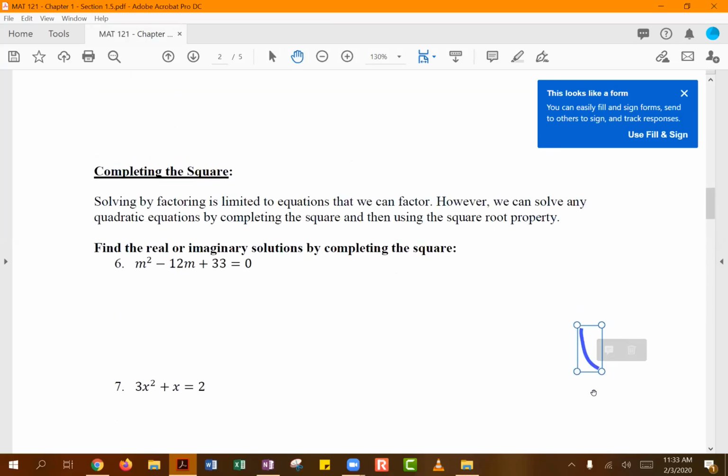Very good. 1/6. And a square of that, 1/36. Very good. So this is what we're going to need to add to both sides of our equation: 1/36. So you've got x squared plus 1/3 x plus 1/36 on the left. Then on the right-hand side, 2/3 plus 1/36.